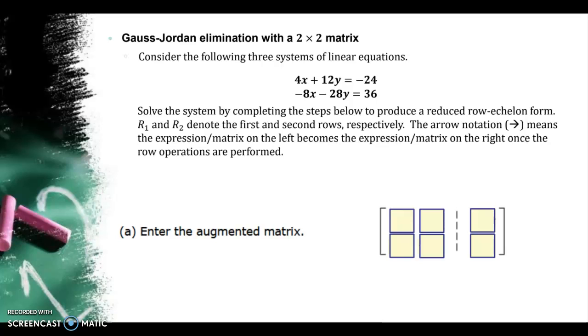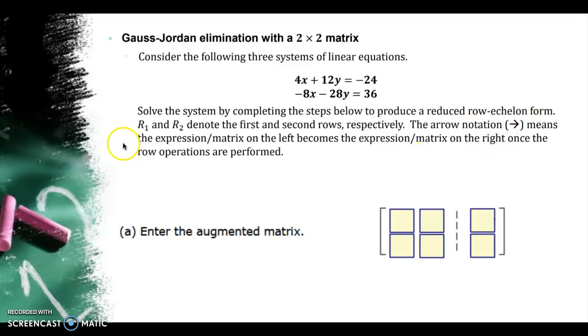Let's continue this topic, Gauss-Jordan elimination with the 2x2 matrix. Consider the following system of linear equations. Solve the system by completing the steps below to produce a reduced row echelon form. R1, R2 denote the first and second rows respectively.